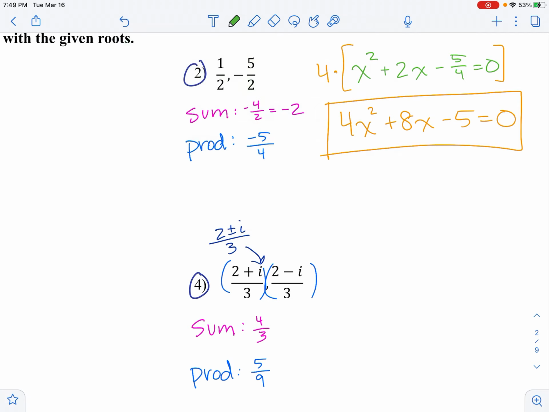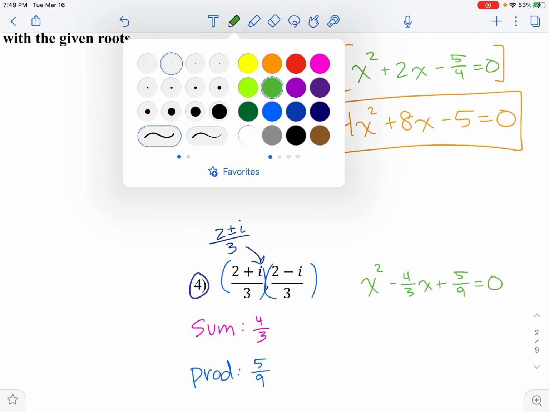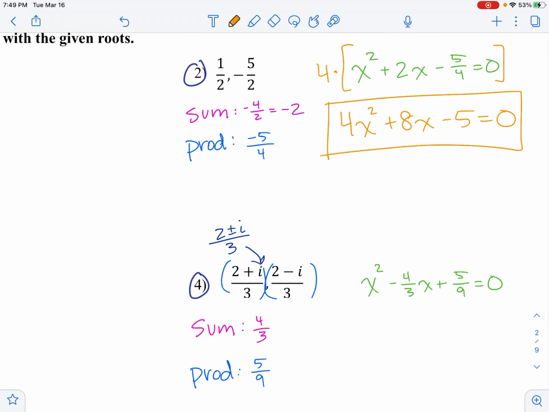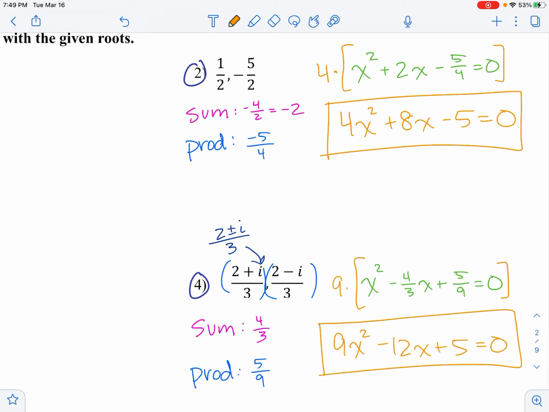I'm going to go and plug in. That means I'm going to have x squared minus 4/3 x plus 5/9. Because the way we write these, we set them equal to 0. This is going to allow me to get rid of my fractions. I have a denominator of 3 and I have a denominator of 9. So I'm going to multiply everything in this equation by 9. And I get 9x squared. One of my 3's cancels with that 9. So I get minus 12x. And then my 9 cancels, so I get plus 5. That is the answer that I want.